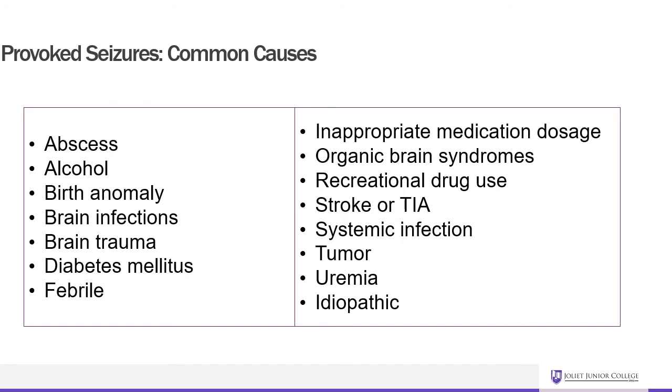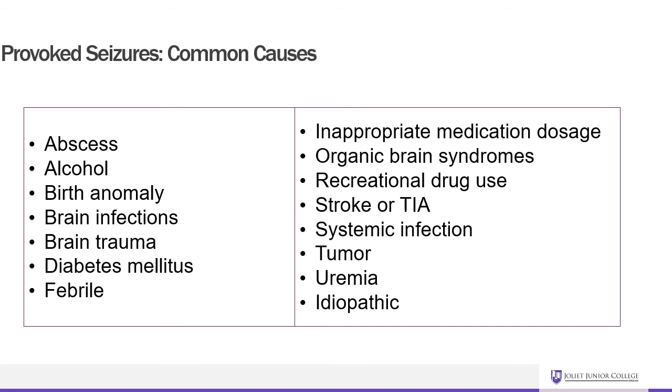Birth anomalies, again, going back into the congenital defects, brain infections, encephalitis or infections of the linings like meningitis. It can be brain trauma. Traumatic brain injury absolutely can cause a seizure. Diabetes, a patient going hypoglycemic or a patient going hyperglycemic. Febrile seizures are a very interesting category. By definition, a febrile seizure happens in a child 6 months to 6 years when the temperature rapidly rises.